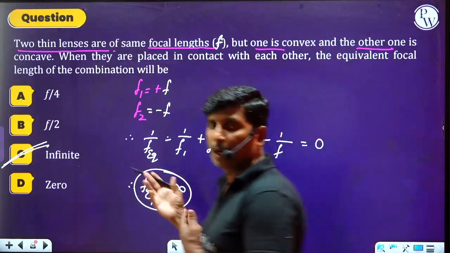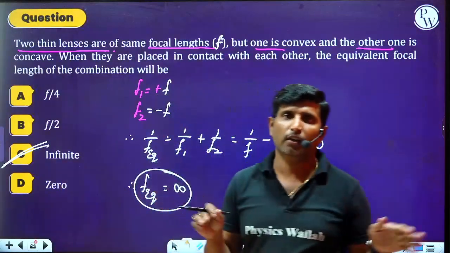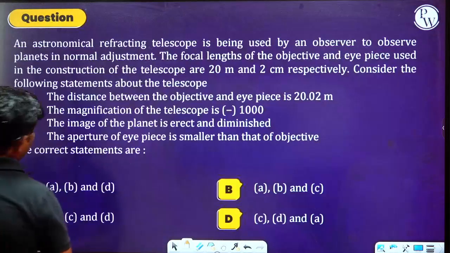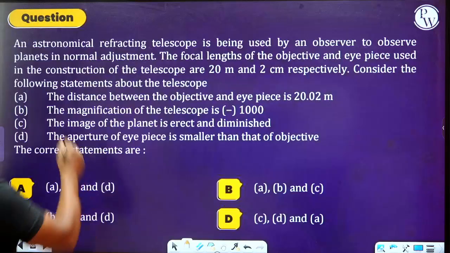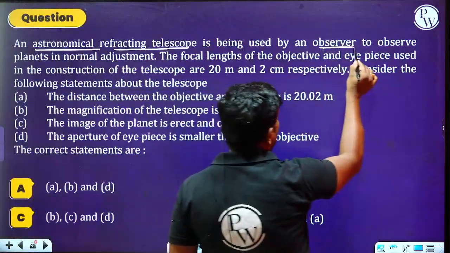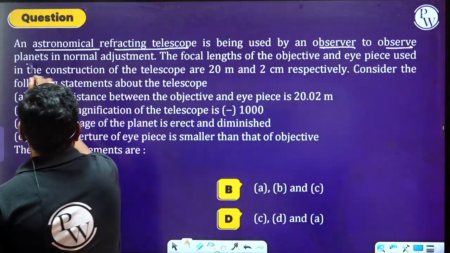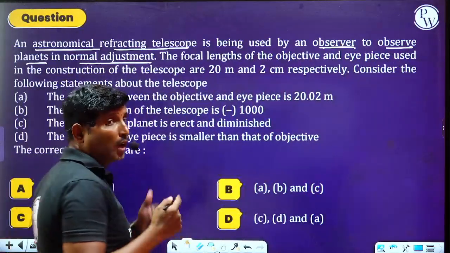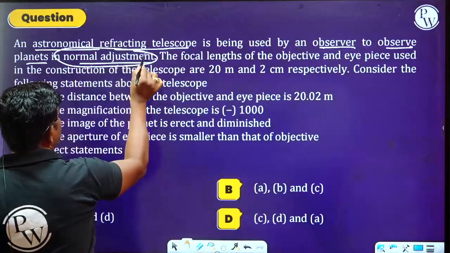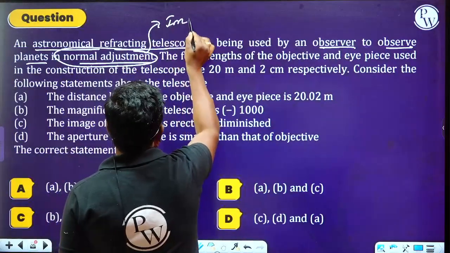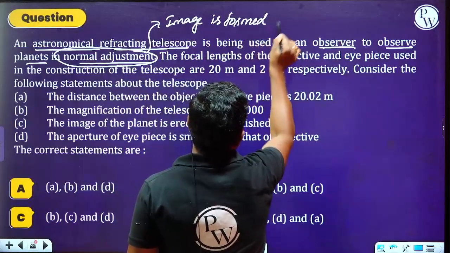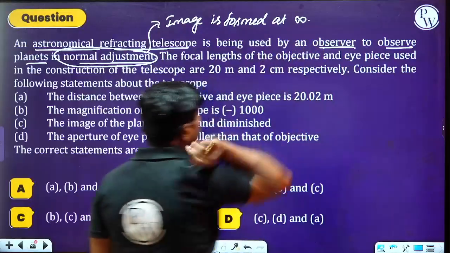Now, similarly, observe this. These are all questions which are repeatedly asked in NEET as well as in various state entrance examinations. So observe and answer this question. An astronomical refracting telescope is being used by an observer to observe planets in normal adjustment mode. What is normal adjustment mode? Normal adjustment mode is nothing but the final image being formed at infinity.